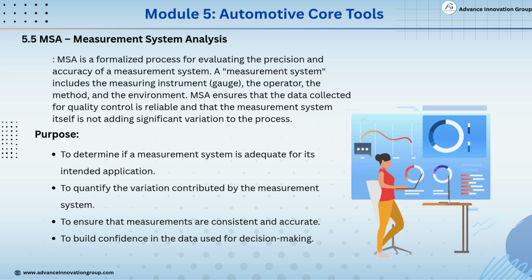The purpose of MSA is to ensure the measurement system is suitable for its intended use. We understand how much variation in the process is actually coming from the measurement system itself. Measurements are repeatable and reproducible, which means they are consistent and correct. And most importantly, it helps build confidence in the data we use to make quality and process decisions. So in simple terms, MSA ensures that we can trust the numbers we're using to control and improve our process.